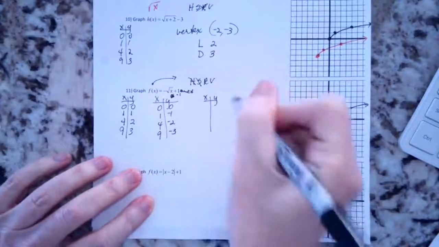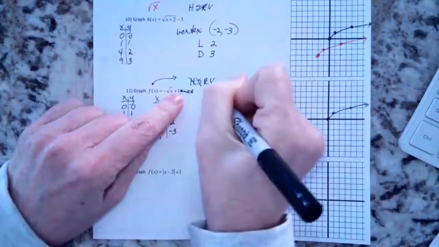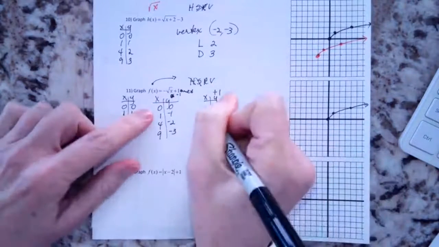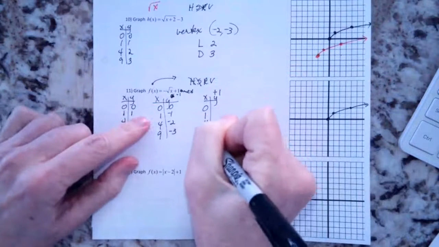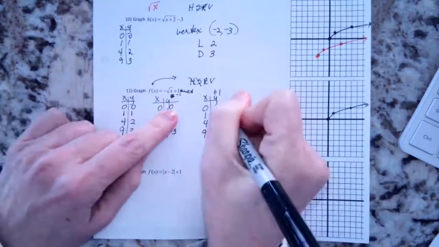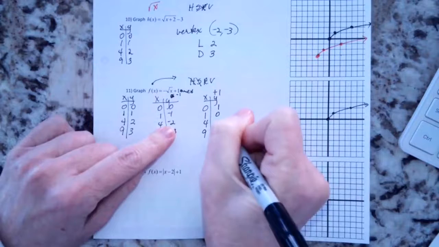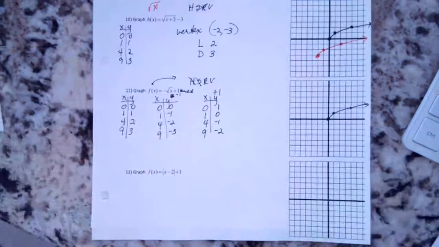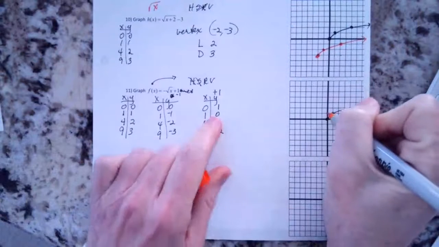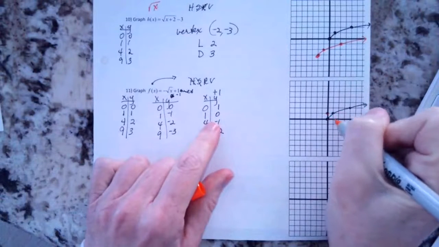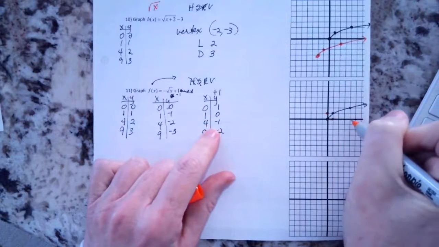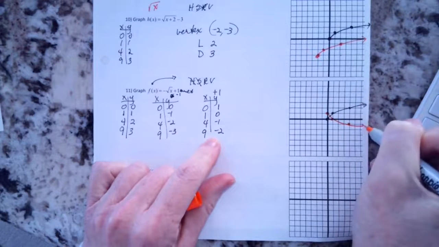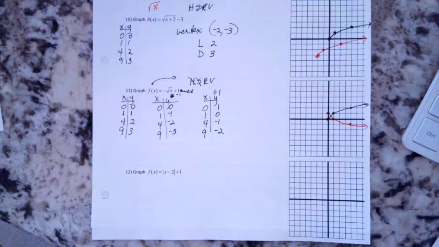Now, as a final step, I'm going to add 1 to each of the y's. That will allow me to shift it up. So keep the x coordinates, add 1 there. 1, 0, -1, -2. And let's graph those. 0, 1, 1, 0, 4, -1, and 9, -2, way out there. So we're doing something like that.